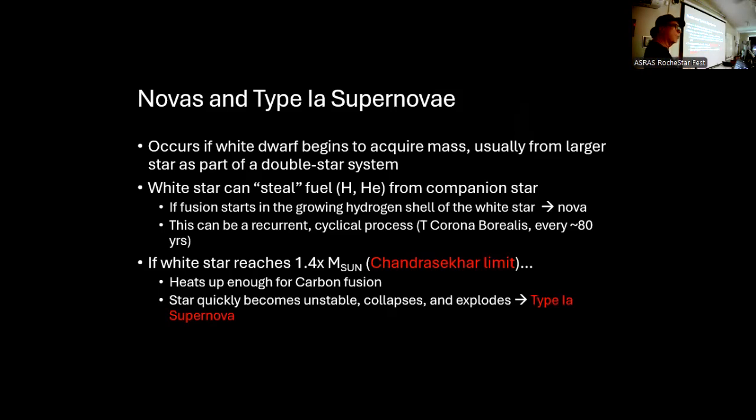If, however, the white star manages to keep it together until it acquires enough mass to be 1.4 times the mass of the sun, which is called the Chandrasekhar limit, it heats up for carbon fusion to begin. And once carbon fusion begins, it quickly becomes unstable, collapses and explodes, and that becomes a type 1a supernova. So this Chandrasekhar limit will come up a couple times in the talk.